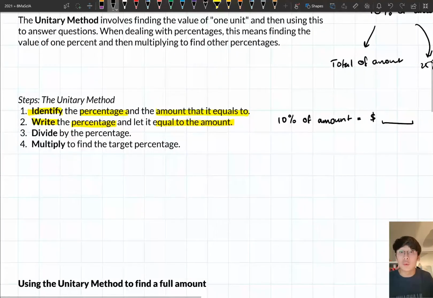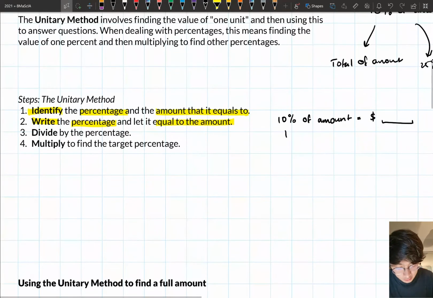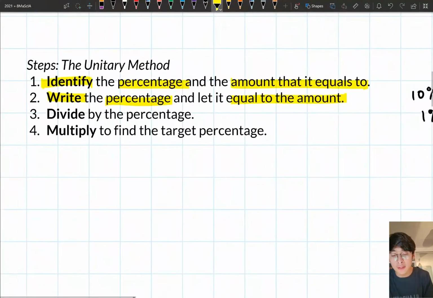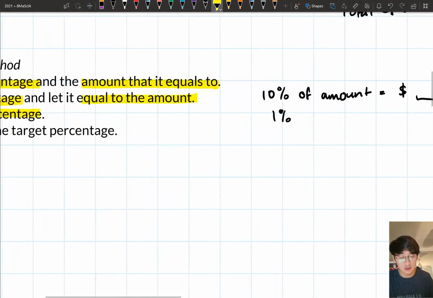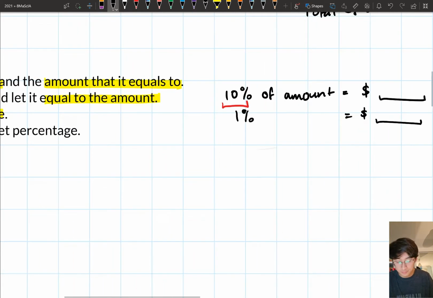Then what we want to do is find out, if that was 10%, or a certain percentage, what 1% is. And so what we do is we divide by the percentage. So we divide by the number in the percentage. In this case, I would divide both sides by 10, because that is the percentage in the question. And so that will tell me what 1% is equal to. So here that's equal to another dollar amount, for example.